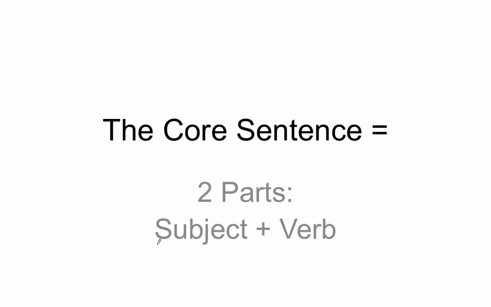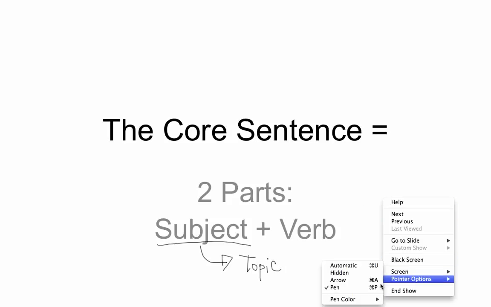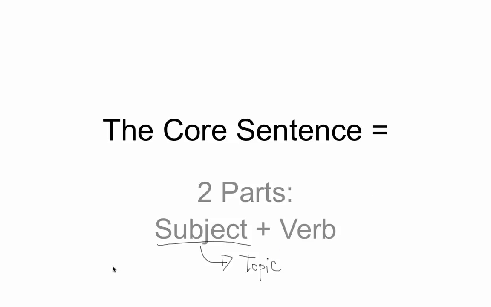Now, the subject is more commonly known as the topic of your sentence, okay, which is the method that we will use today. What is your sentence talking about? What is the focus of the sentence? And from there we can identify the subject. Now the verb is your action word, okay? Except in some instances where you will have what's called a linking verb, which we will see later on.